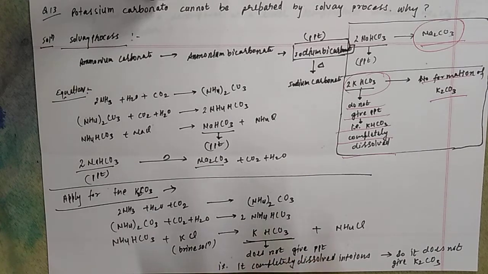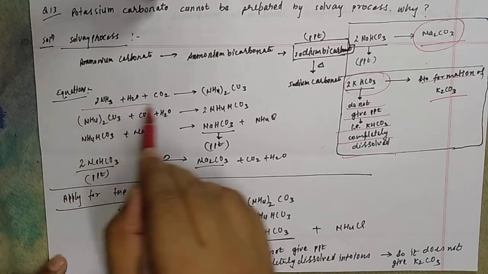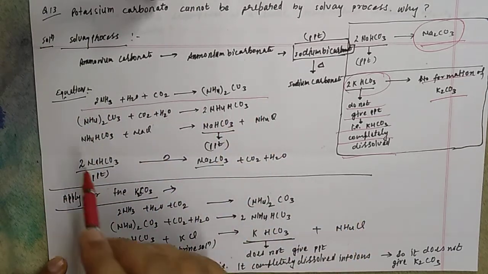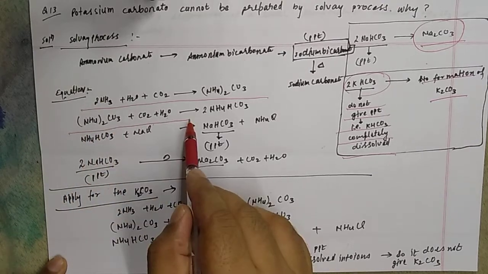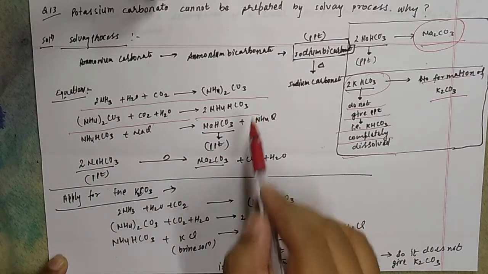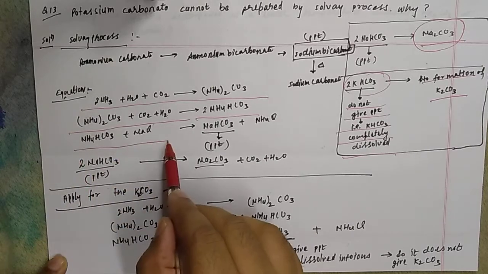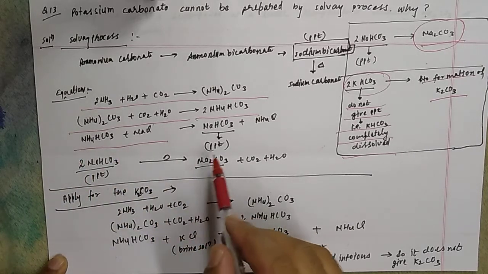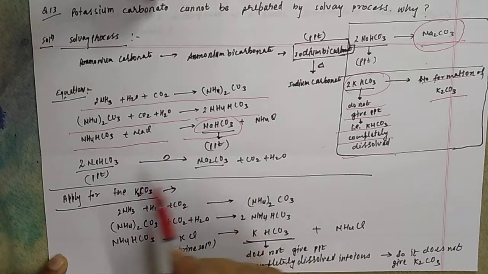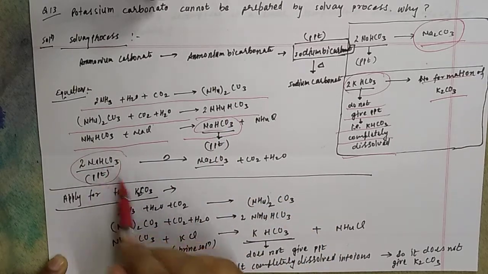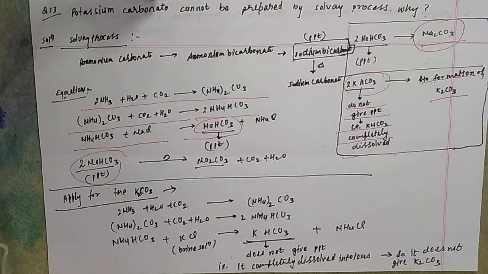In the meanwhile, while answering question number 13, we are able to answer question number 12 also, that is the Solvay process. In the Solvay process, ammonia and carbon dioxide react to give ammonium carbonate, and ammonium carbonate again saturated with carbon dioxide gives ammonium bicarbonate. Ammonium bicarbonate reacts with sodium chloride to give sodium bicarbonate, which at high temperature is converted into sodium carbonate with the loss of water molecules. So this is all about question number 13.